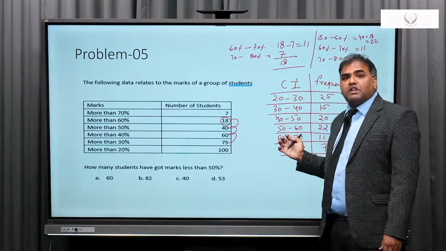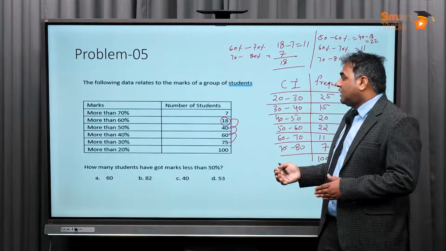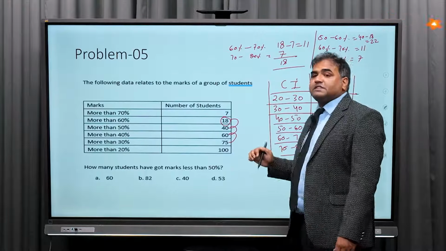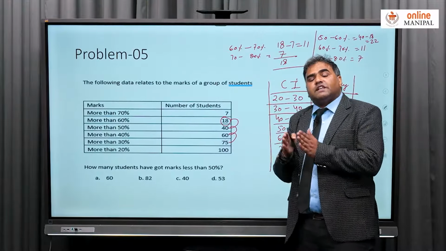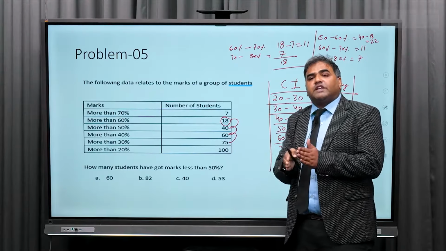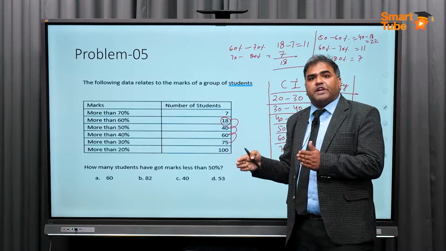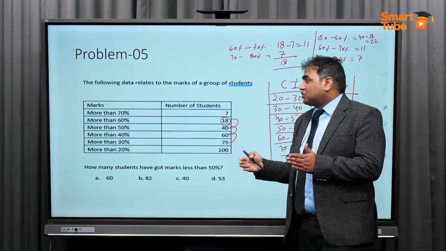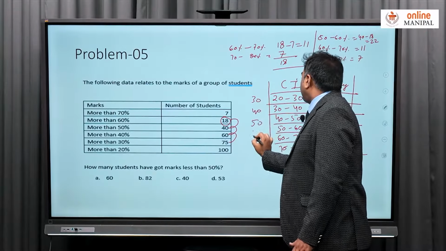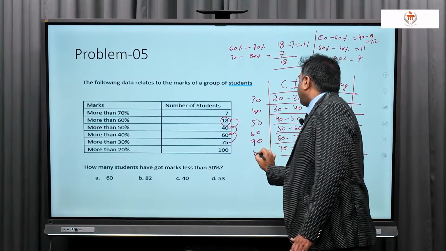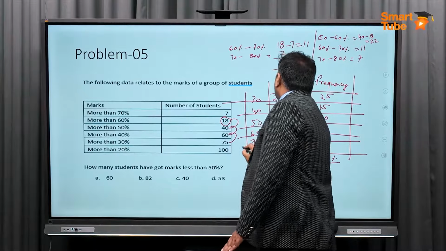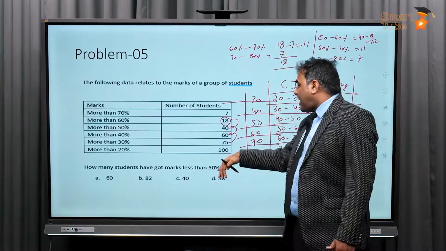Once we are done with this table, now we need to see the question. What is the question? How many students got marks less than 50? They are now asking us in the form of less than class interval with less than cumulative frequency. When you are working with less than class intervals with less than cumulative frequency, we use the upper limit. So the upper limits would be 30, 40, 50, 60, 70, 80. Here, what they are asking us is how many students got marks less than 50.